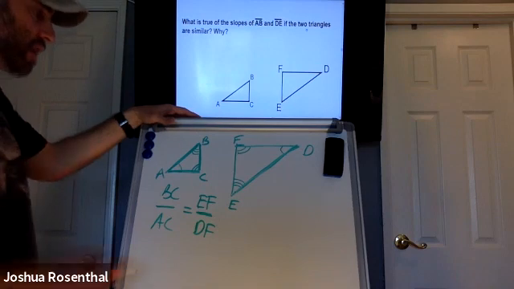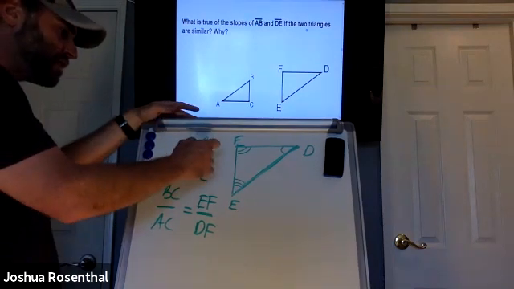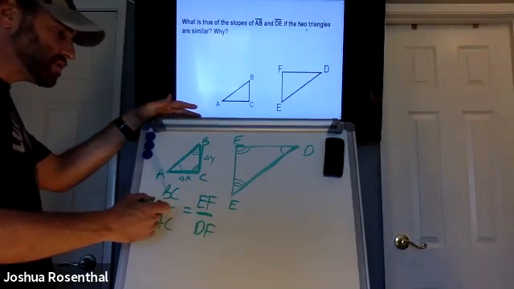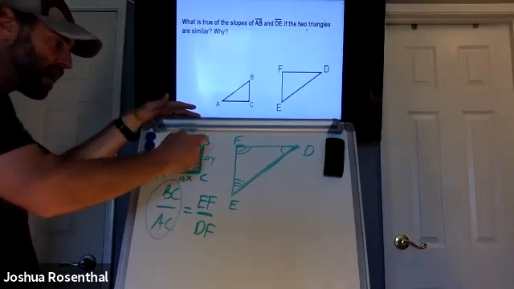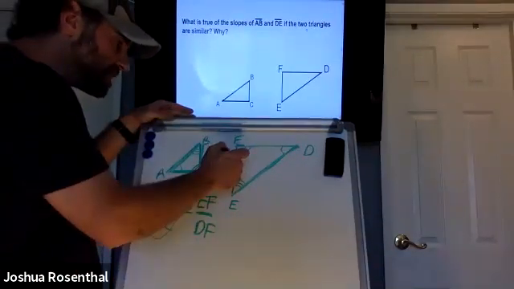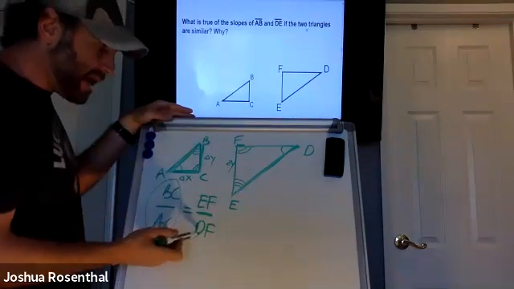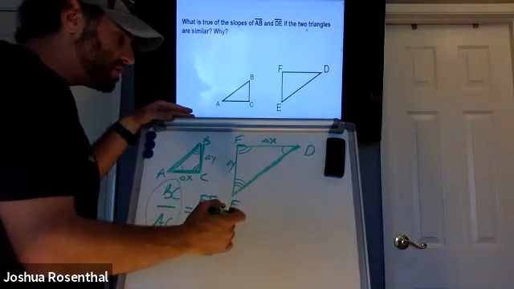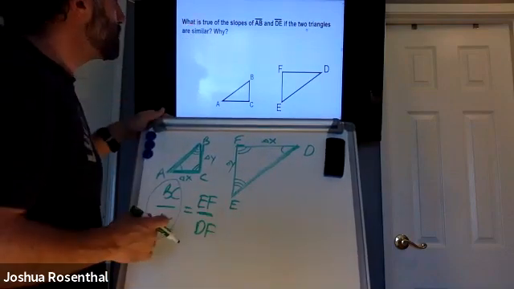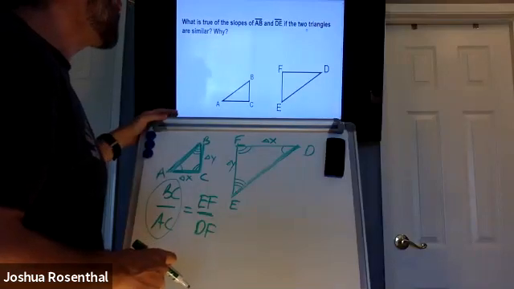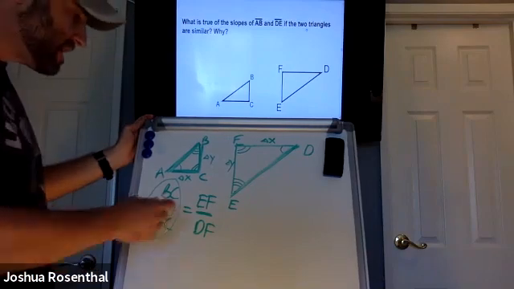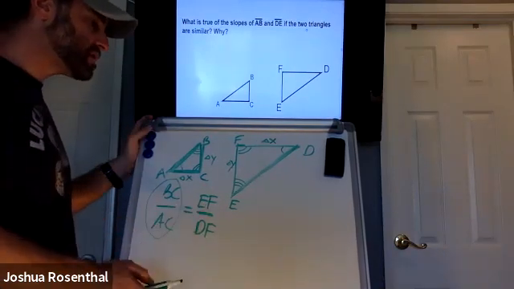But if you look at what those are, BC is vertical change. AC on the bottom is horizontal change. This is the slope of this line. If you look here, EF is vertical change. DF is horizontal change, which is the slope of this line. So what is true of the slopes of AB and DE if the two triangles are similar? What's true is the slopes are congruent. Why? Because the ratios of corresponding sides are equal.